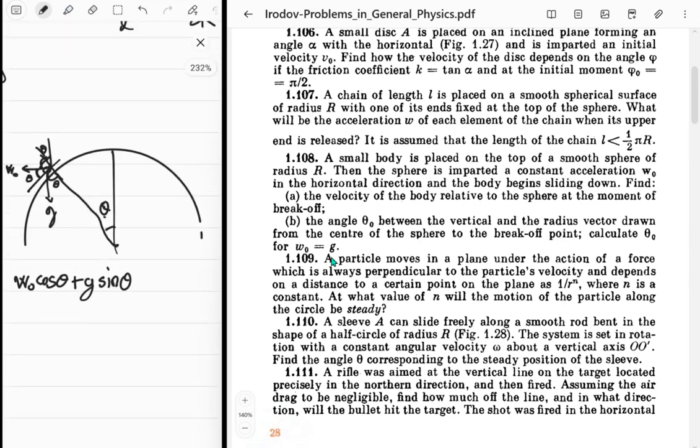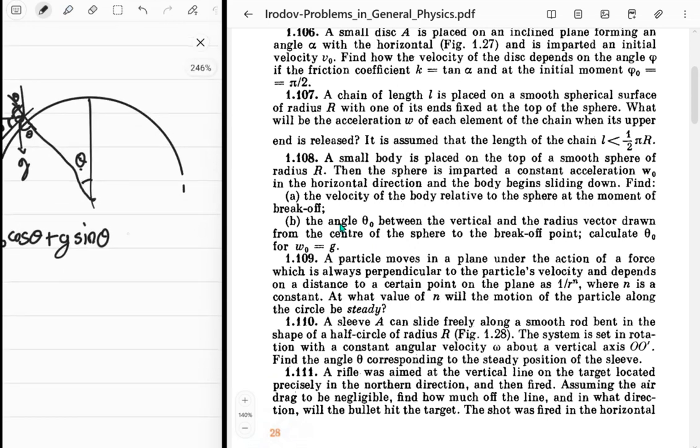Okay, what do I do with it? We need to figure out the velocity of the body relative to the sphere at the moment of takeoff. I'll just write some equations. If you take the tangential acceleration, you can say it's dv/dt, where v is the speed, because it's always moving on the sphere. Of course. Let me think about something better.